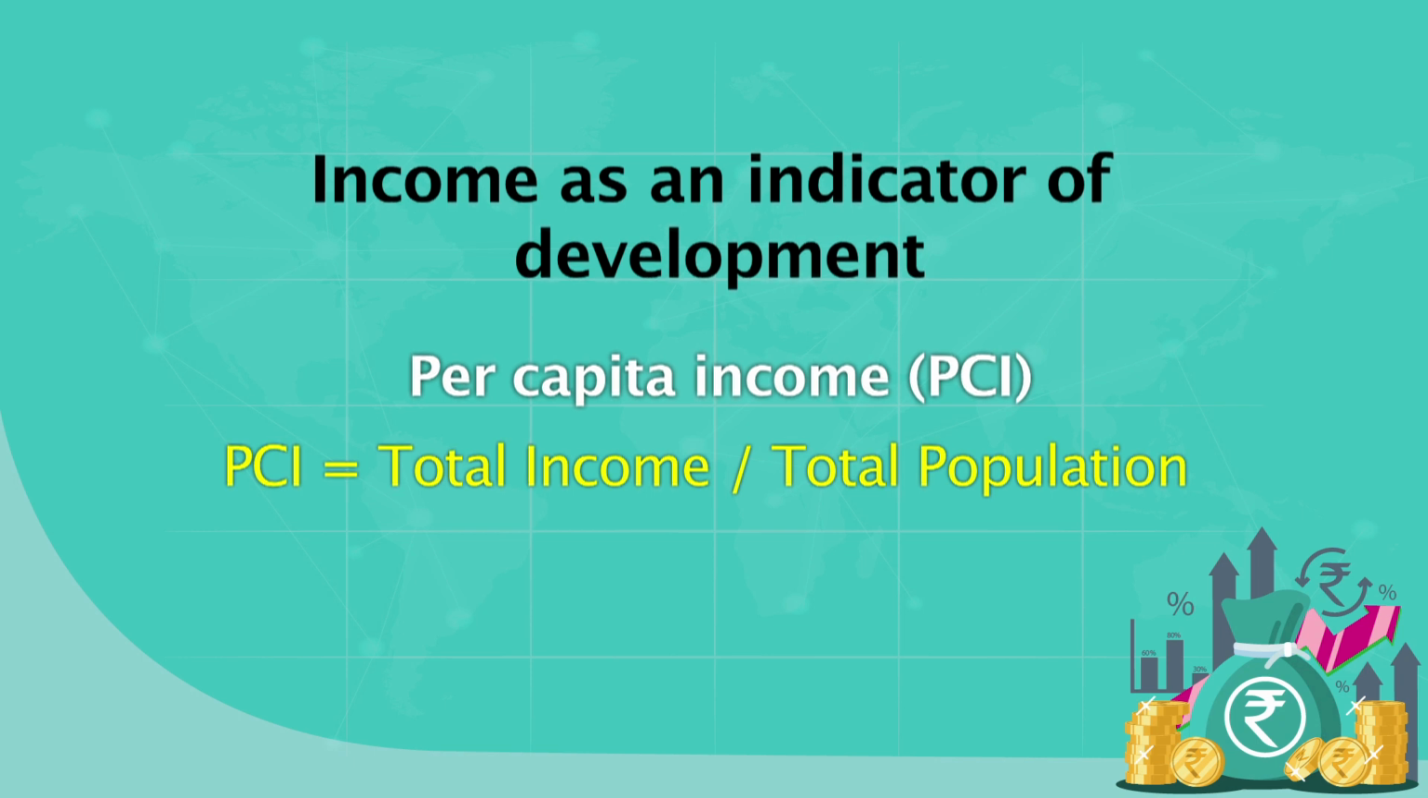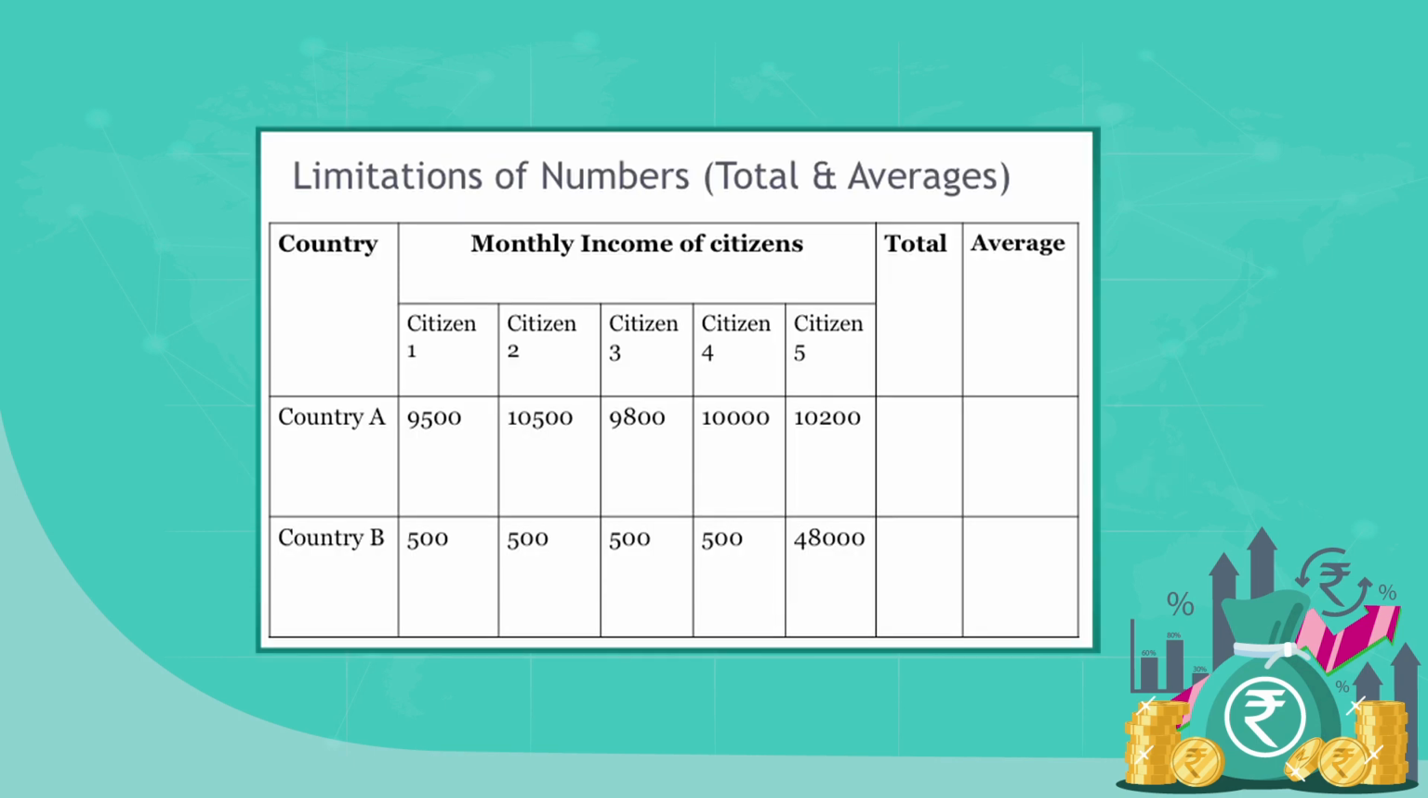Total income divided by the total population. Look at the table that I gave you. These are the 5 families. This table is also available in the NCERT textbook of class 10, chapter 1. There are 2 countries, country A, country B. In each country, 5 people are residing, and they are earning different incomes. In country A, the incomes are 9,500, 10,500, 9,800, 10,000 and 10,200. In country B, the 5 citizens are earning 500, 500, 500, 500 and 48,000 respectively.